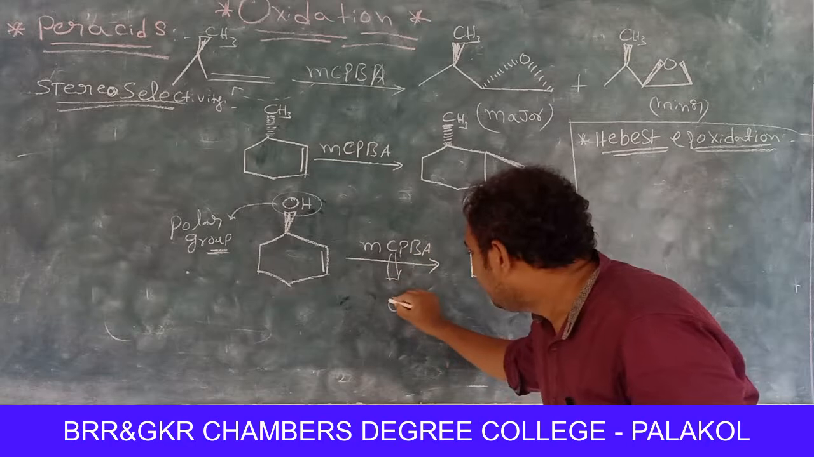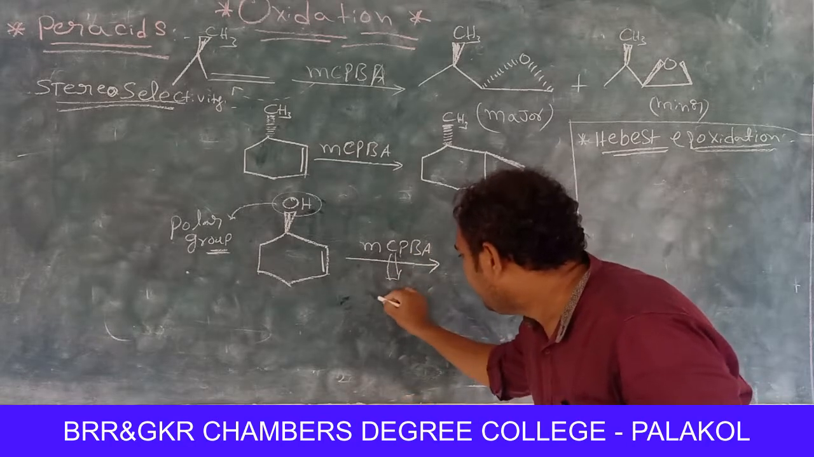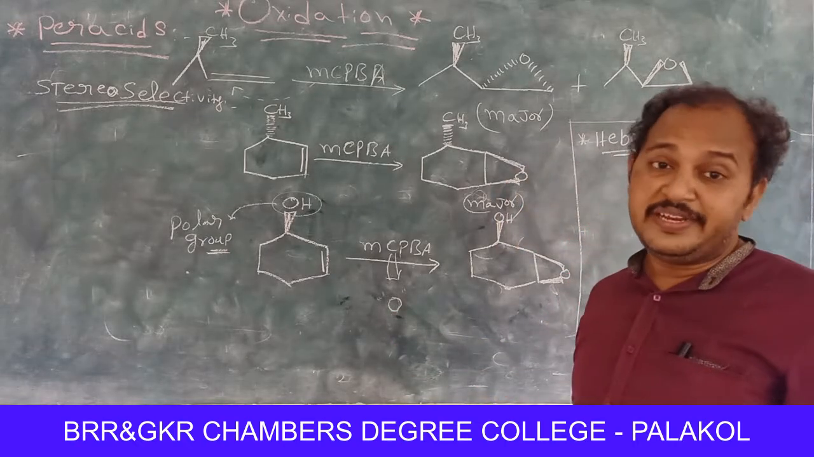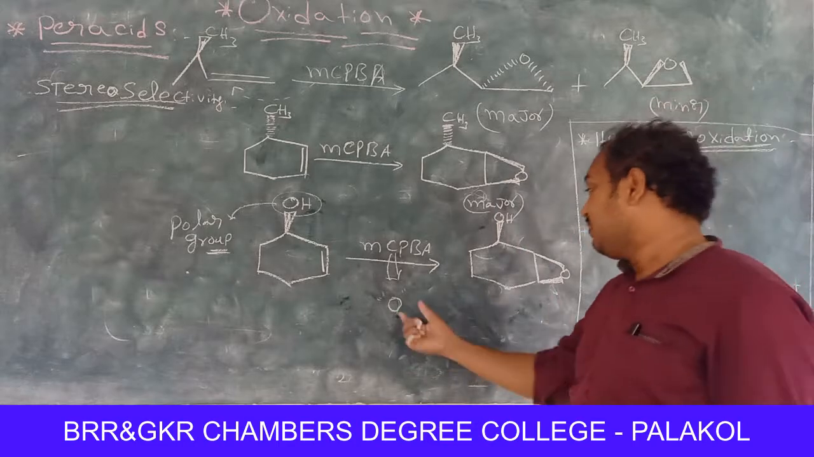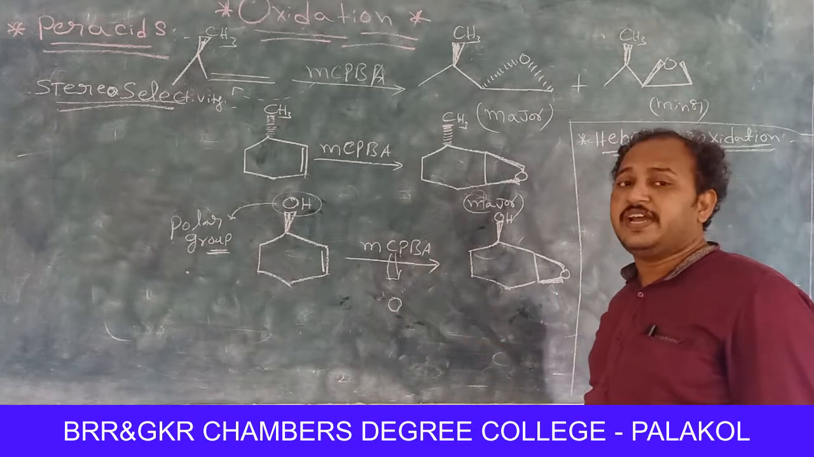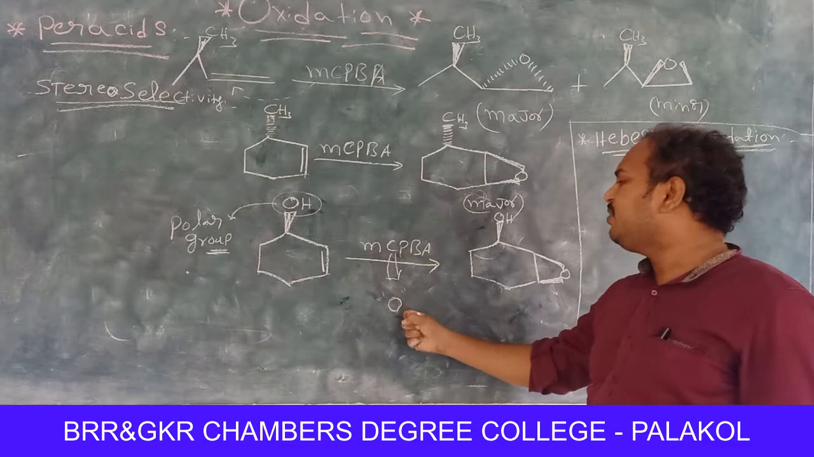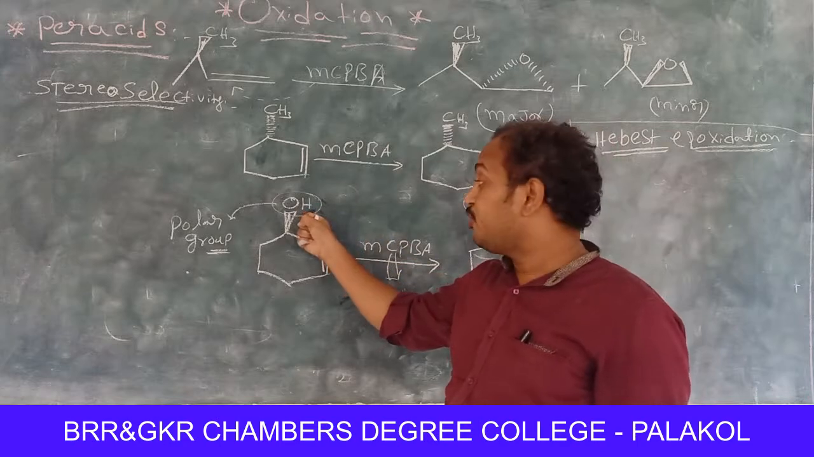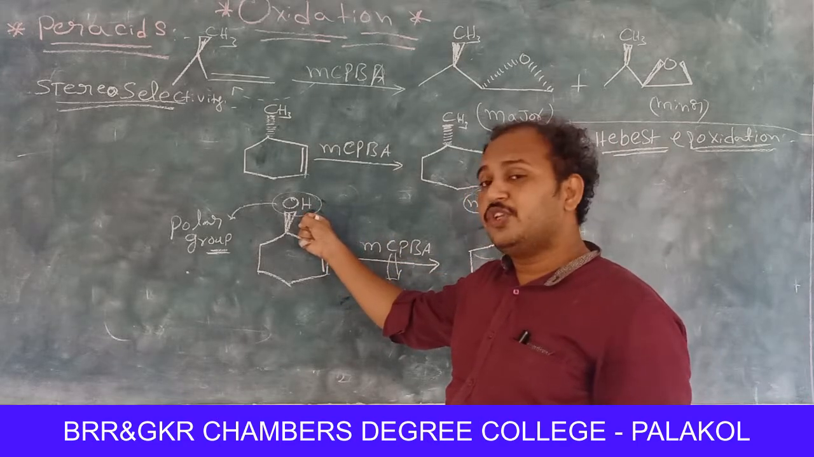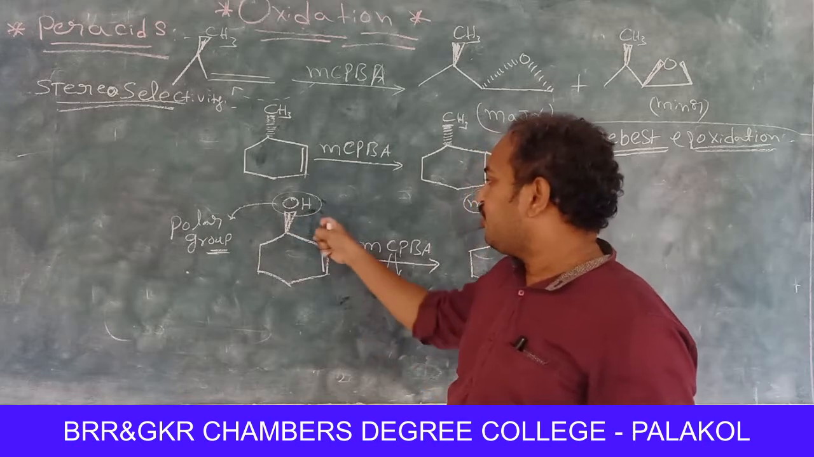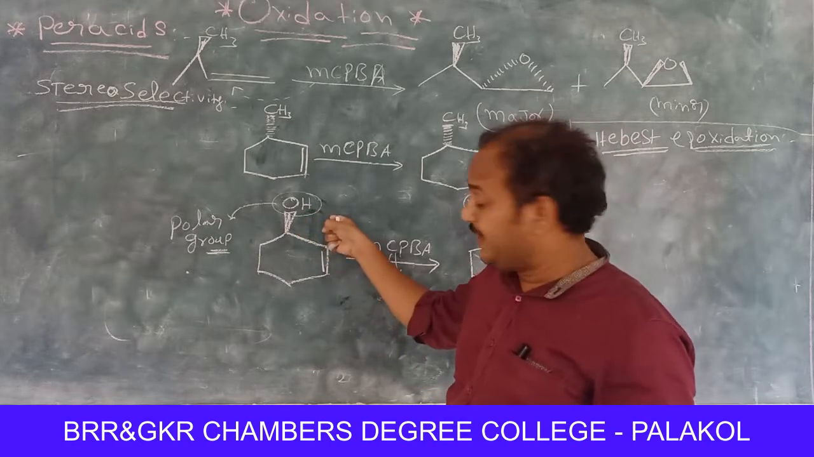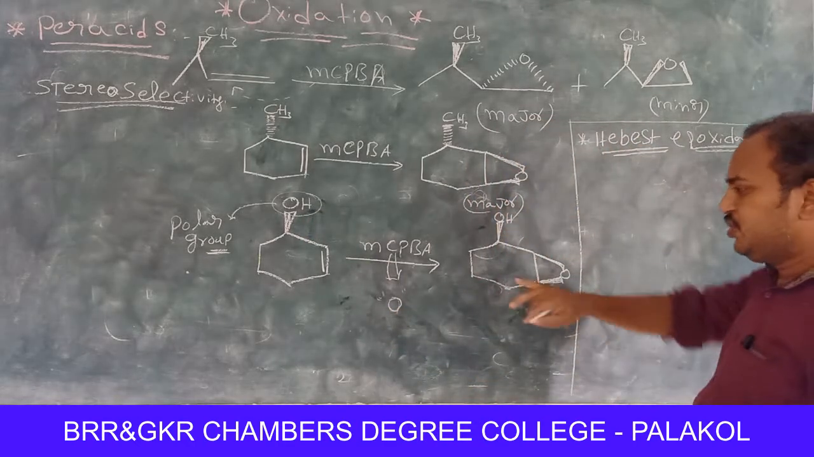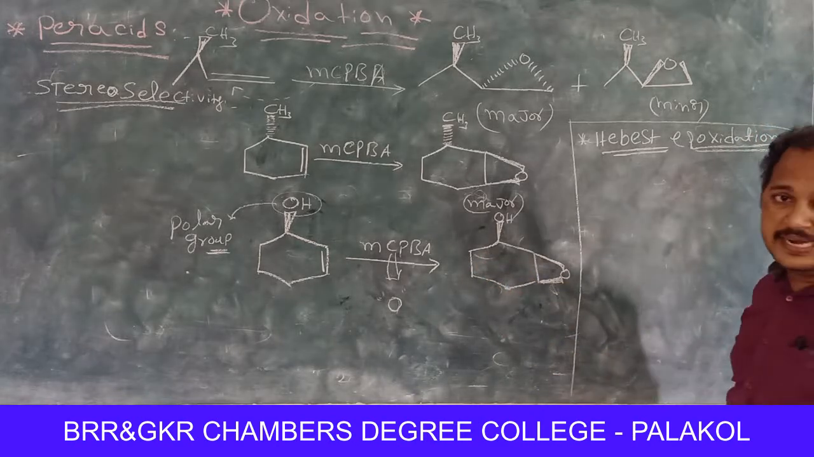Did you understand that? What is the reactive species here? MCPBA is a source of nascent oxygen. Nascent means a single oxygen atom. From MCPBA the nascent oxygen atom is delivered, but this delivery is decided only by the polar group. If the polar group is in the above plane, the nascent oxygen comes from the above plane. If it is in the below plane, the oxygen is delivered from below. Let me show some mechanism for that, then we can easily understand it.